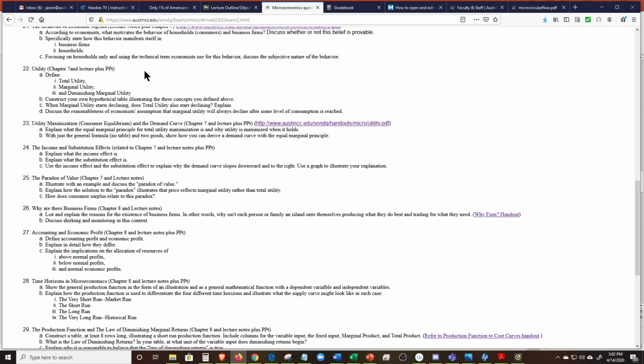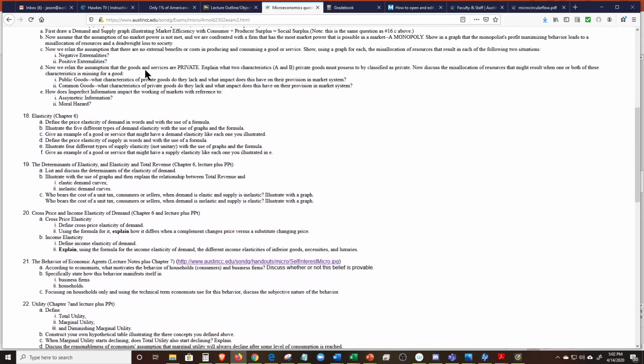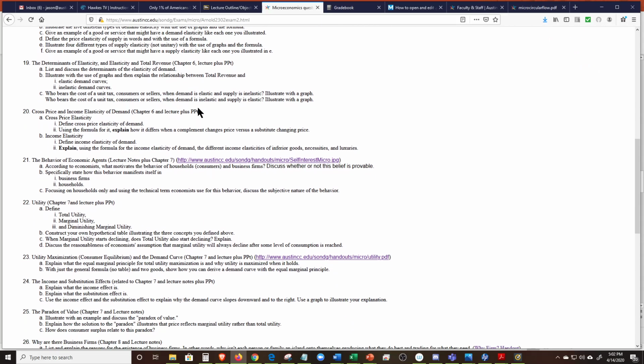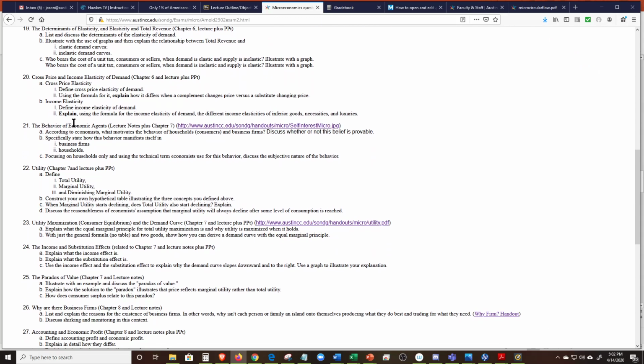We started doing the theory behind supply and demand with the behavior of economic agents in topic 21, where we said that people and households, business firms and households, behave in their rational self-interest. Business firms try to maximize their profits. Households try to get the most for their money. In other words, maximize their total utility, constrained by their income and the prices they face.